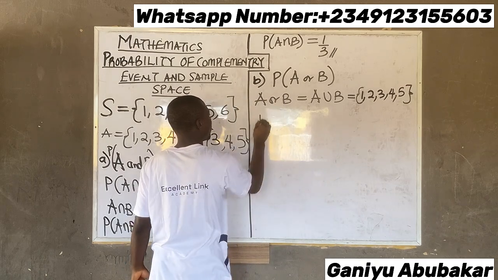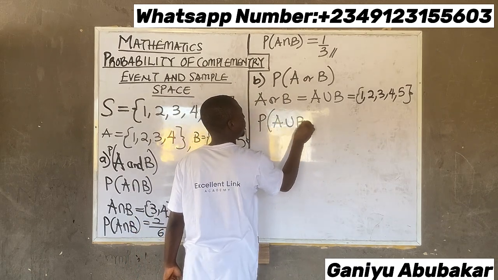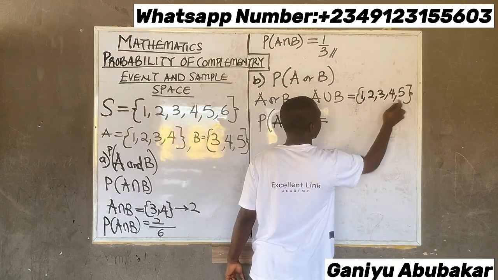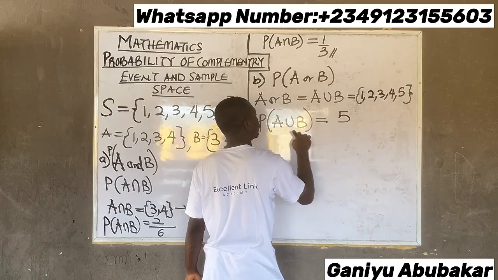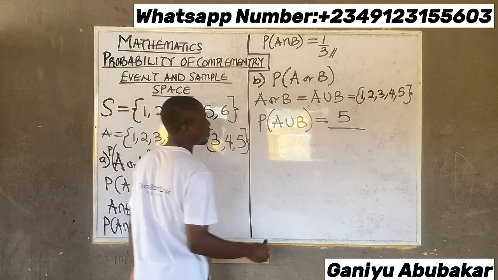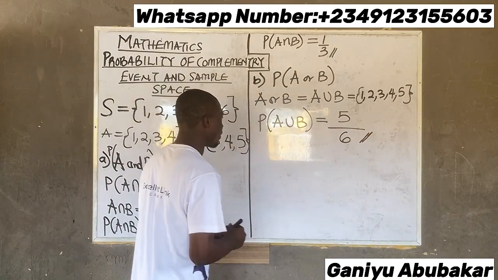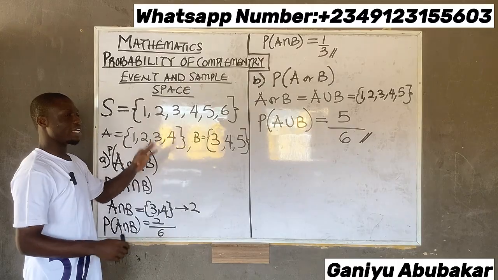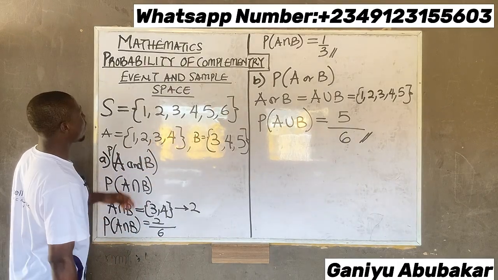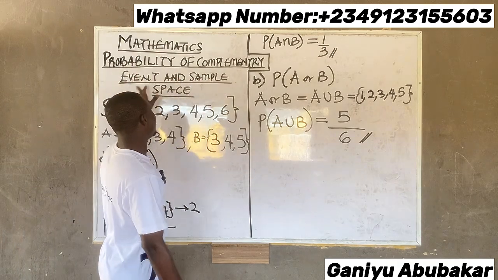In other words, the probability of A union B will be equal to 5 outcomes of A union B all over the total outcome, which is of course 6. So I put 6 here. My answer here is 5 over 6. This is what we have learned in our previous classes, how to find the and and or concepts, right? Let's look at today's idea, which is probability of complementary event.